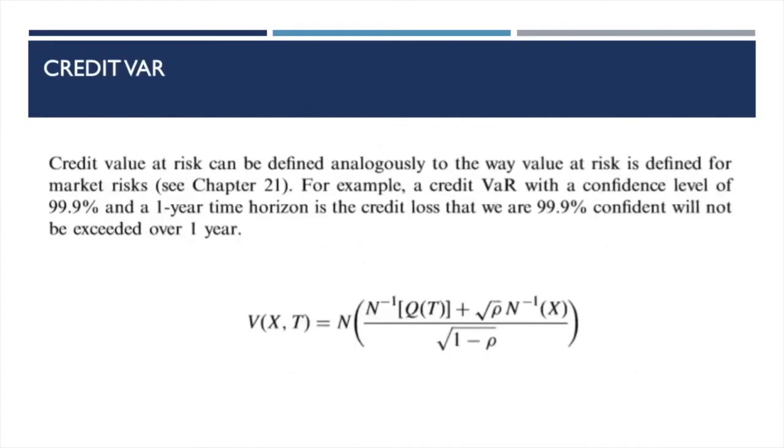Credit value at risk. This can be defined analogously to the way value at risk is defined for market risk. For example, a credit VaR with a confidence level of 99.9% and a one year time horizon is the credit loss that we are 99.9% confident will not be exceeded over one year. Consider a bank with a very large portfolio of similar loans. As an approximation, assume that the probability of default is the same for each loan and the correlation between each pair of loans is the same.